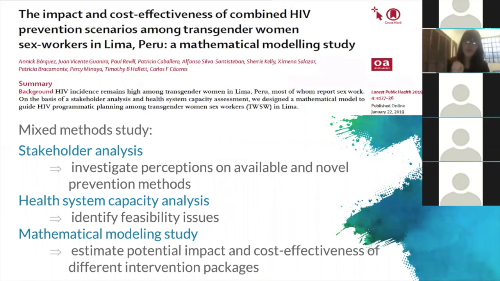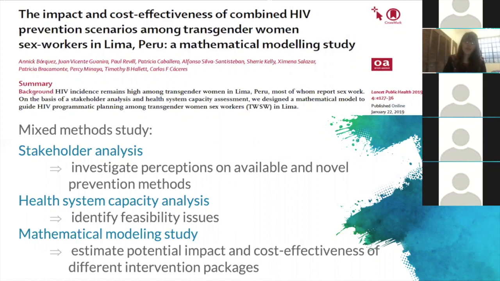The first component was a stakeholder analysis, and the idea was to investigate perceptions of available and novel prevention methods among care providers, policymakers, and members of the MSM transgender women community. There was a health system capacity analysis, to understand the feasibility of implementing these novel prevention methods within the current infrastructure of HIV prevention delivery in Peru. And then there was a mathematical modeling study, which I was leading, which aimed to estimate the potential impact and cost effectiveness of different intervention packages.